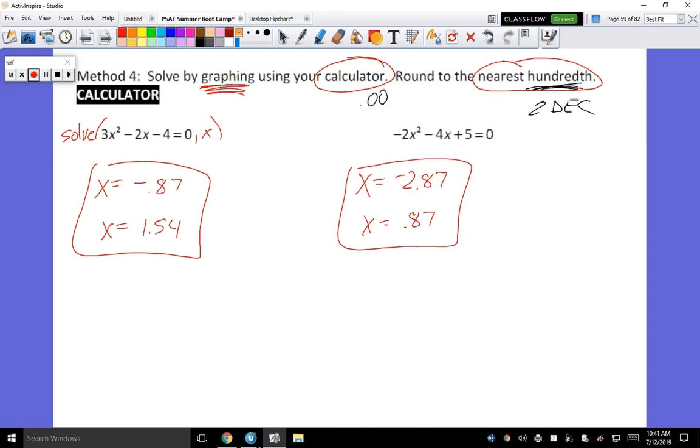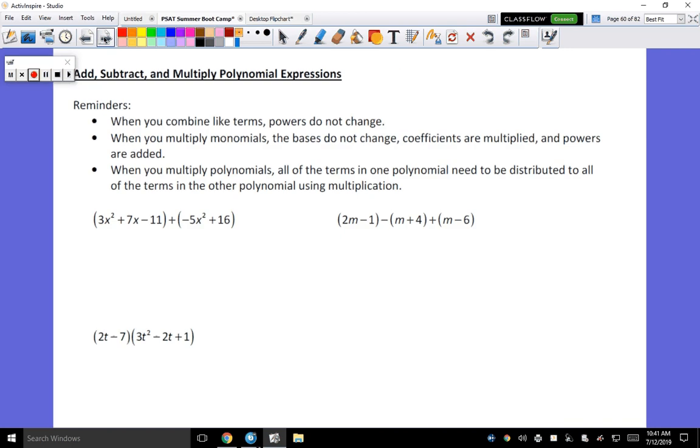Questions? Just calculator knowledge and practice. Okay? So that was the fourth method. Now what we're going to do is we're going to add, subtract, and multiply polynomials and then just simplify the expressions and whatnot. Okay? So the first one, because this is addition, all it's really doing is just distributing on this term and just distributing on this term a positive. So you get, without parentheses, negative 5x squared plus 16.